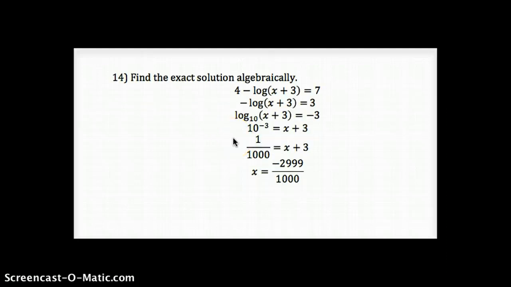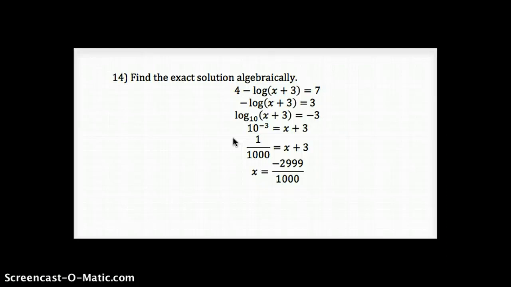And for number 14, we're doing the same thing as 13. We are finding the exact solution algebraically. So to start, you subtract 4 on both sides, so you end up with negative log of (x plus 3) equals 3. And then you can quickly get rid of the negative by dividing it on both sides. So you'll end up with log of (x plus 3) equals negative 3.